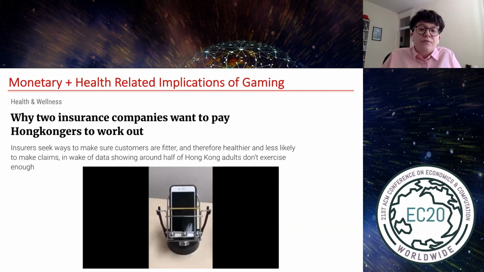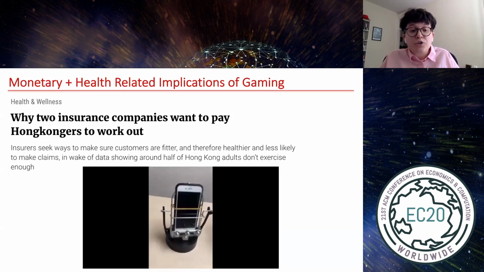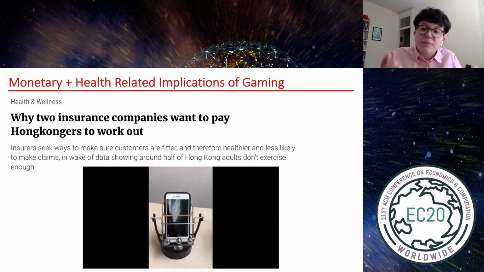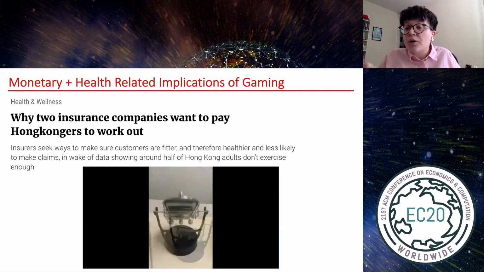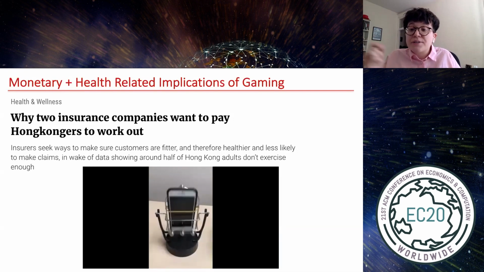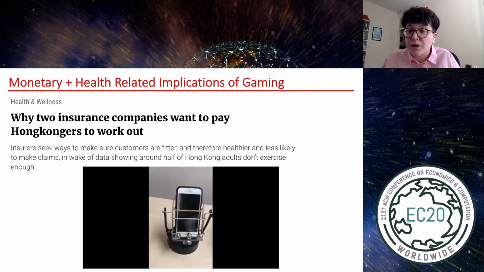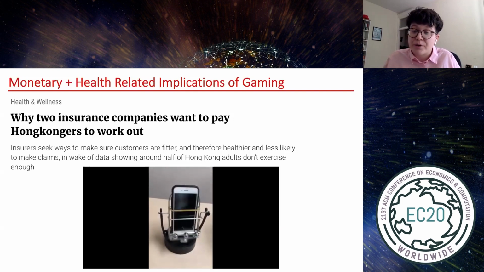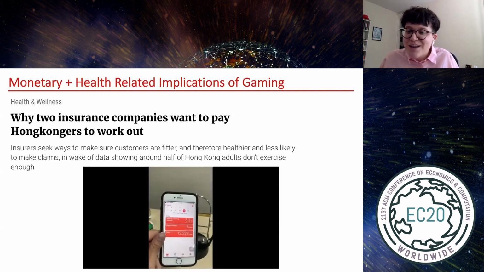They asked their customers to send them the data from their health apps. And if they saw that somebody was registering enough steps every day, or they were running enough, or they were generally exercising enough, they said that this person seems to qualify for a better insurance premium. But here's what Hong Kongers decided to do in order to game this algorithm.